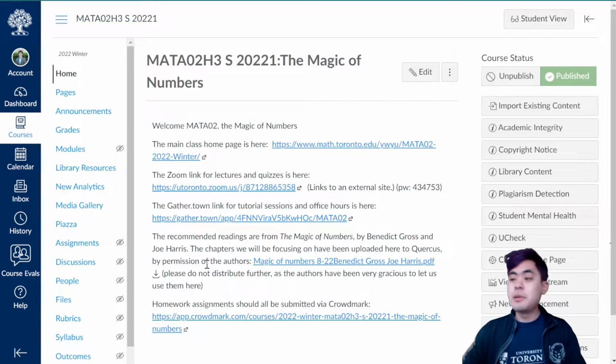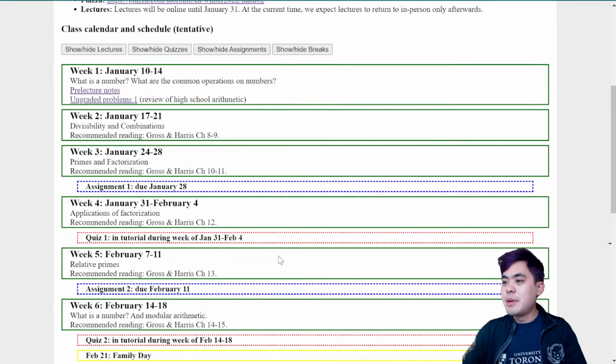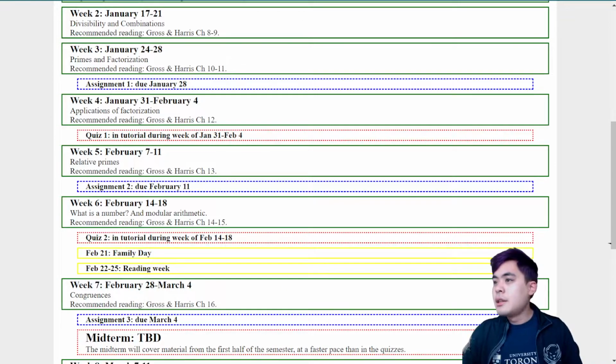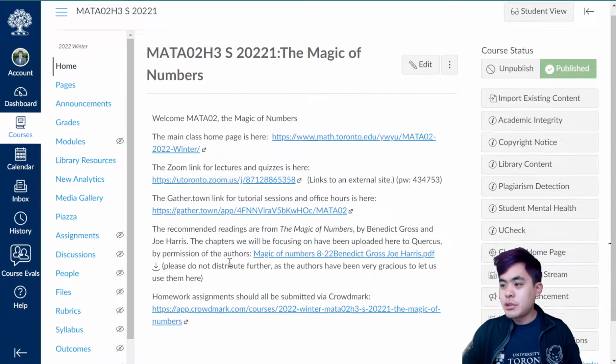We also have some recommended readings. These are from The Magic of Numbers by Benedict Gross. I will mention which chapters the recommended readings are coming from. That will be available on Quercus, so you should take a look at that.